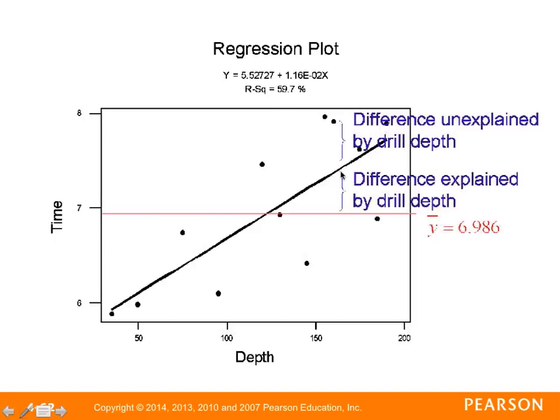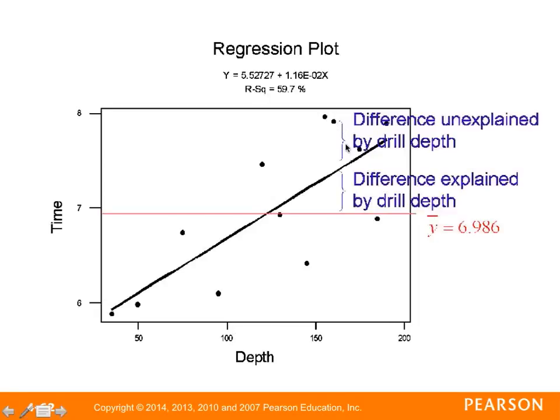If we look from our line to this point, that's the difference that's unexplained by the drill depth. And if we look from our average line, this red line here, y bar equals 6.986. If we don't know what depth we're talking about, we're just always going to guess whatever the average would be, which would be 6.986. But it's not a very good guess. It's an okay guess for a couple of observations, but most of them are really far away from this line. If you look from the red line up to our black prediction line, that's the difference that is explained by drill depth.